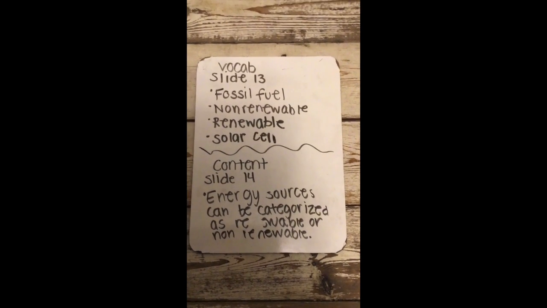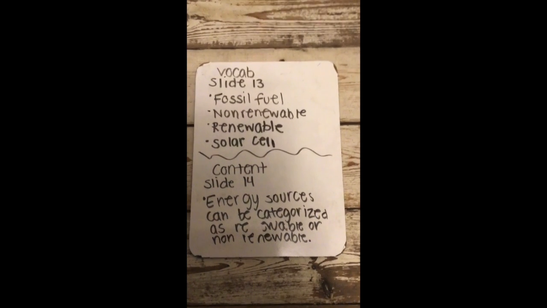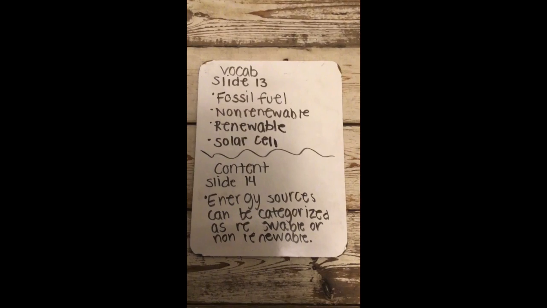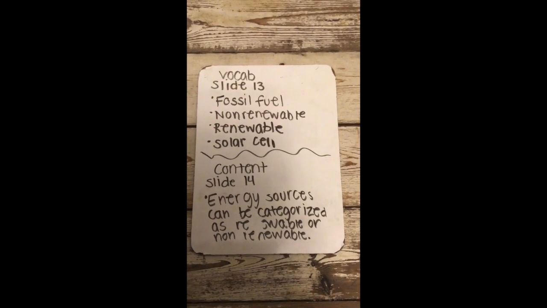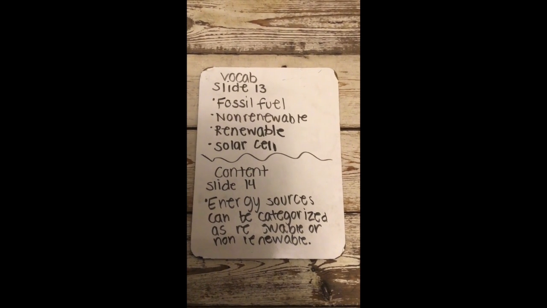Then we have renewable resources such as solar, steam, wind, geothermal, etc. Renewable resources are ones that can constantly keep coming. Then we have the solar cell. That was what I showed you the other day.